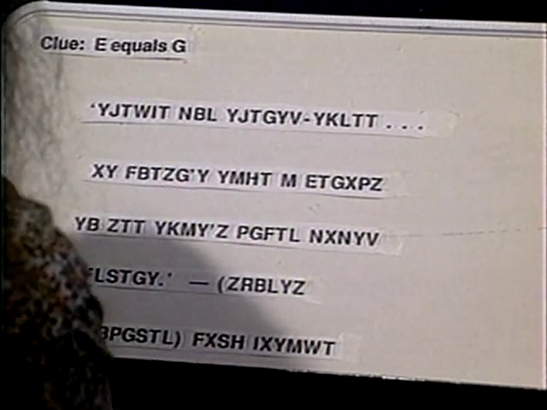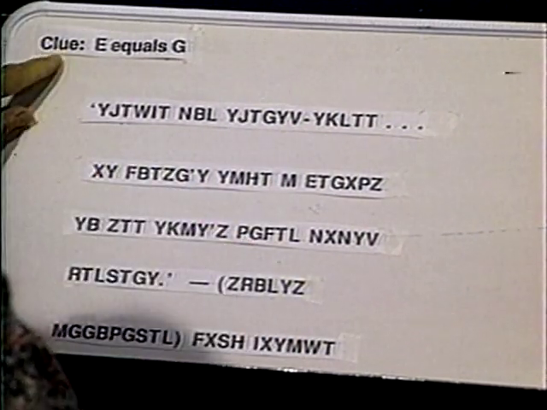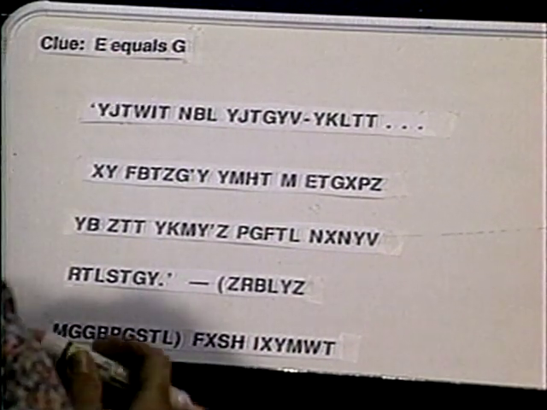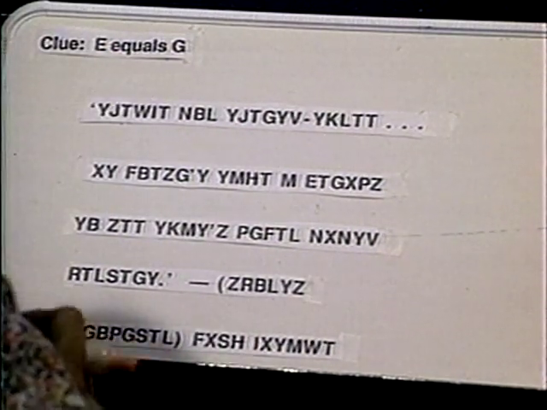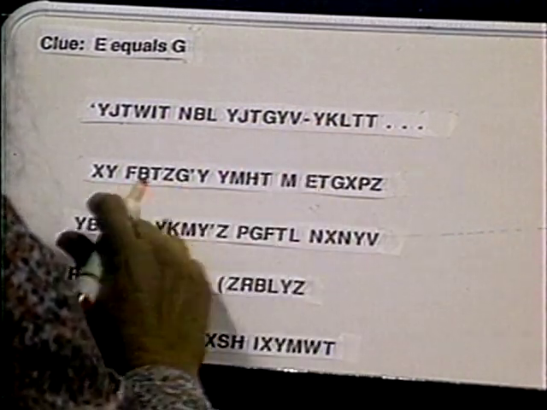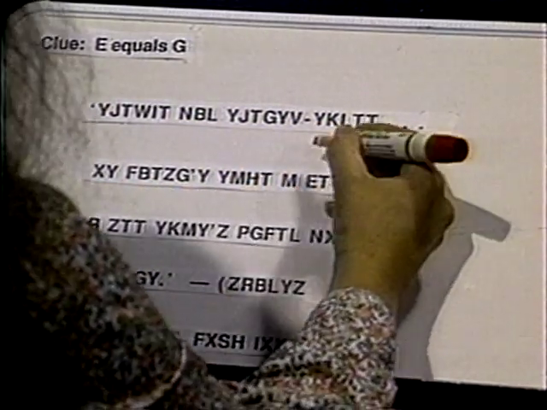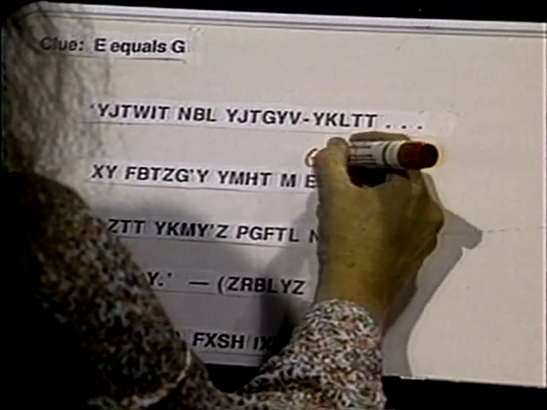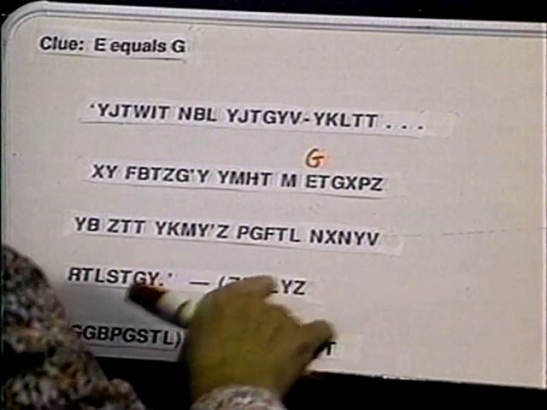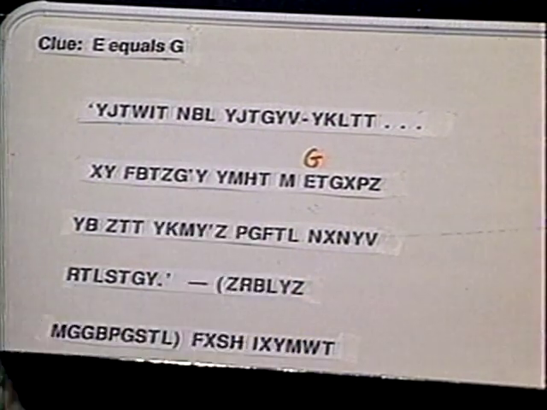All right, let's see. First of all, they always give you a clue at the beginning of the puzzle. Here it says E equals G, and that's kind of a freebie. We know that any E in here can be translated into a G. Let's find an E. Here's one. So we already have one letter. Are there any more E's? No, that seems to be it.